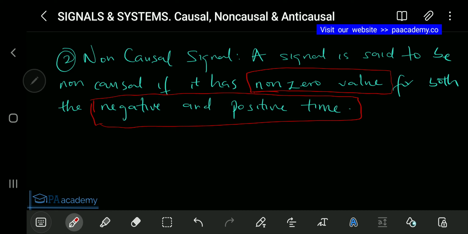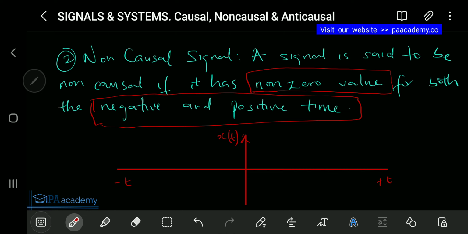So now let's put this also. Let's see what the drawing will look like based on what that definition is saying. So this is our, let's call this plus t, and this is the minus t, and then right here is our x of t. All right, so the signal is said to be non-causal if it has non-zero values.